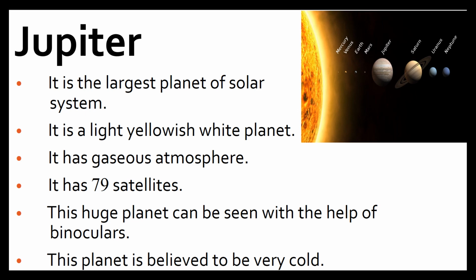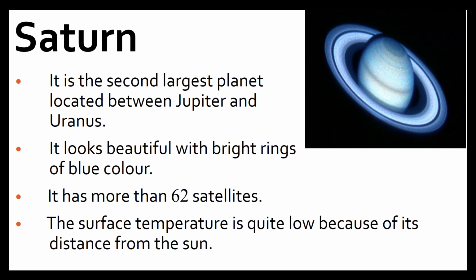Now, who is the second largest? So students, the second largest planet in the solar system is Saturn. It is located between Jupiter and Uranus. It looks beautiful with bright rings of blue color. Saturn is also called the Turbine planet. Saturn has more than 62 satellites. The surface temperature of Saturn is quite low because of its distance from the Sun.